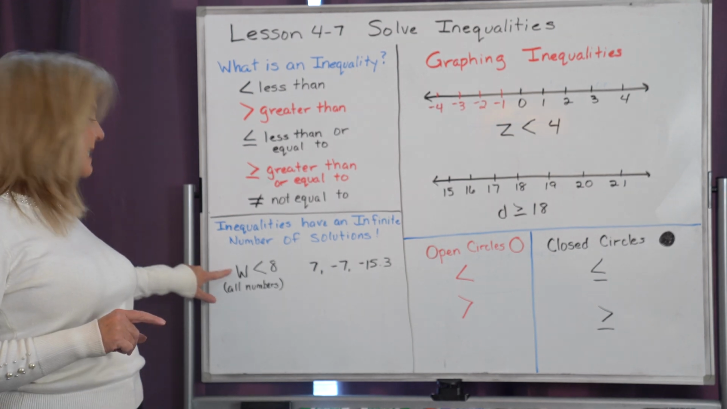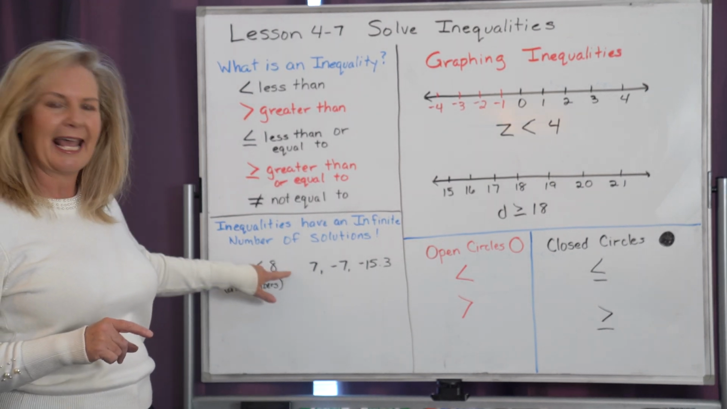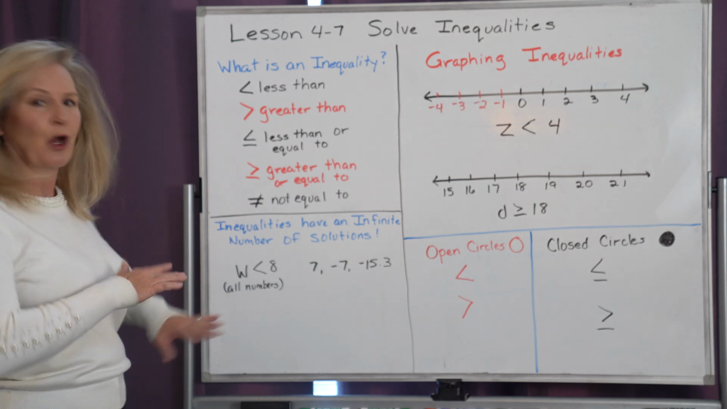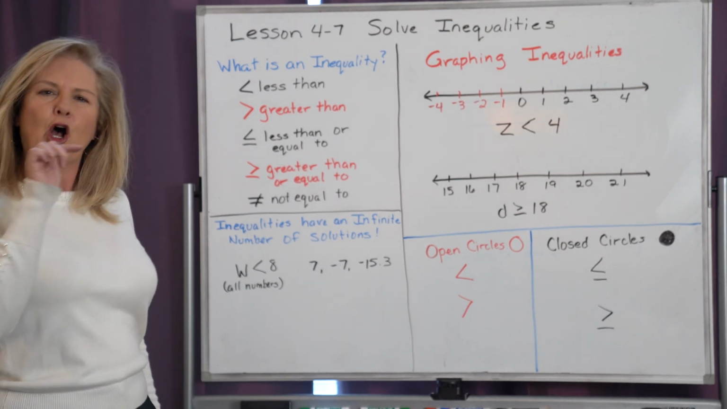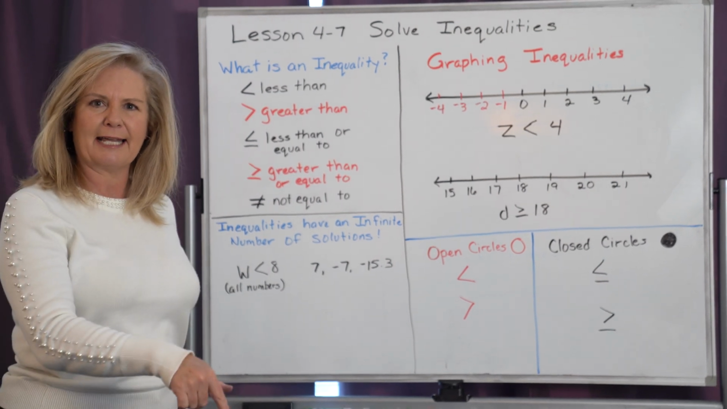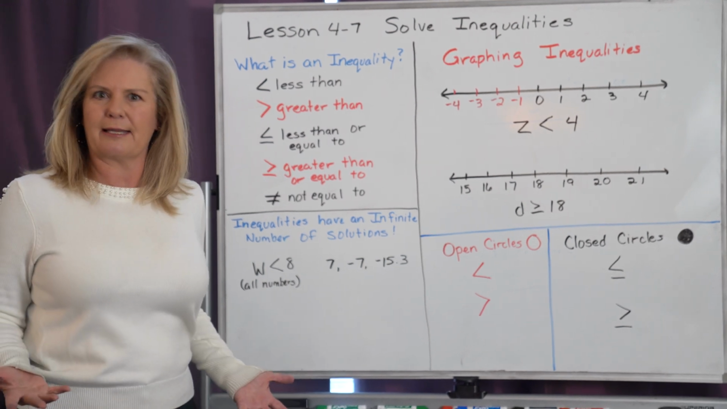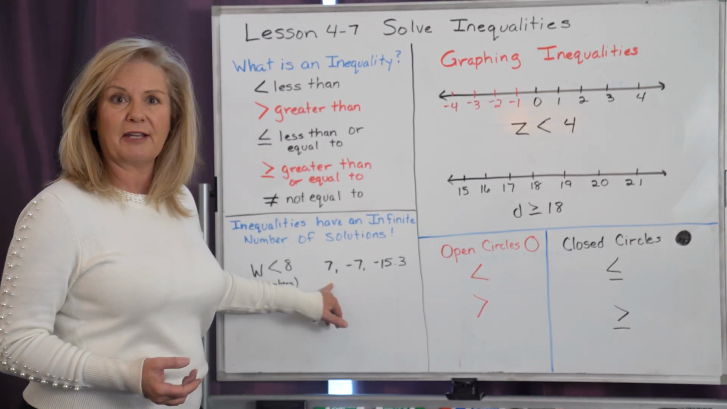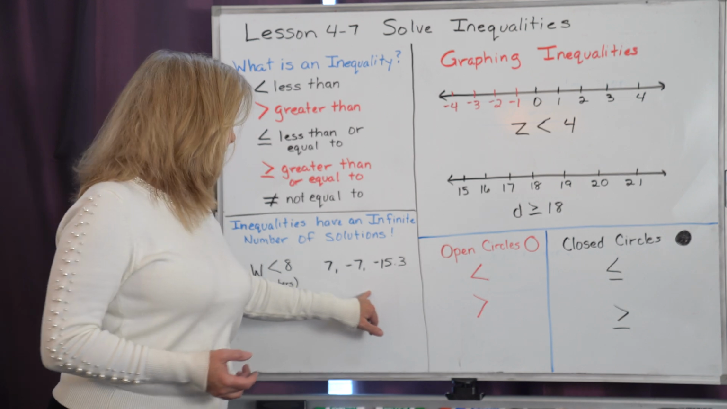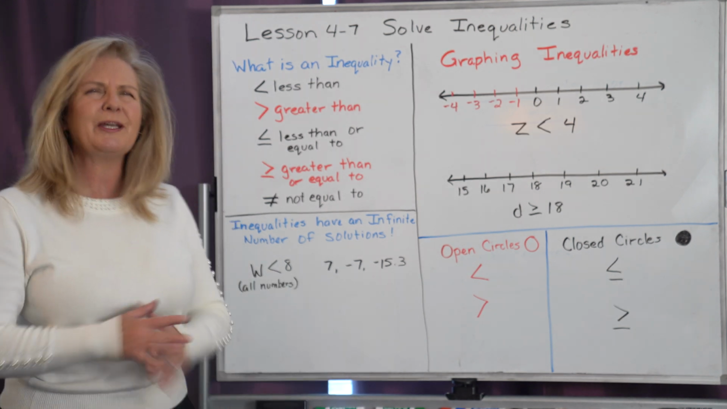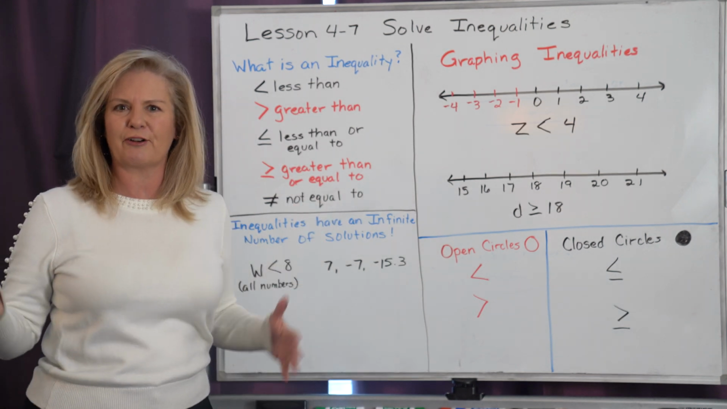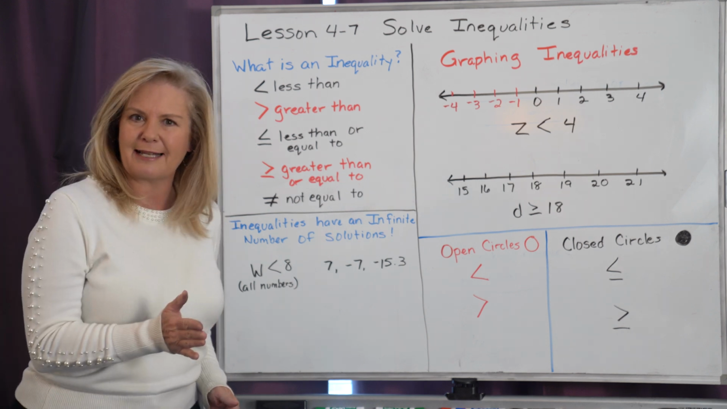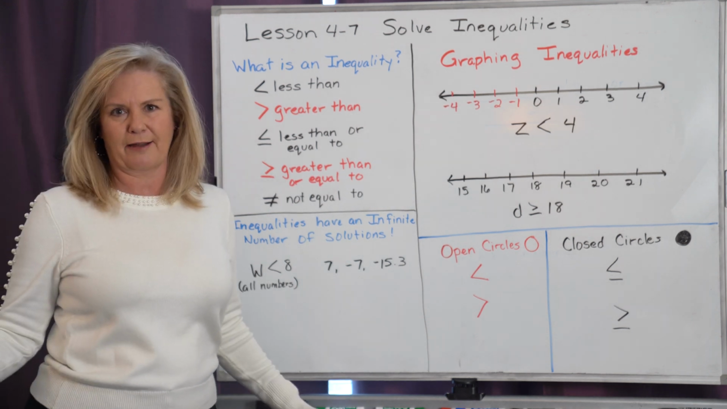So if I take a look at W is less than 8, I replace the W with all numbers. So I'm going to say all numbers less than 8. Well, think of all the numbers less than 8. It could be 7, it could be -7, it could be -15 and 3/10. We could go on forever and ever and ever listing all the numbers less than 8, and we'd never have time to cover it all.